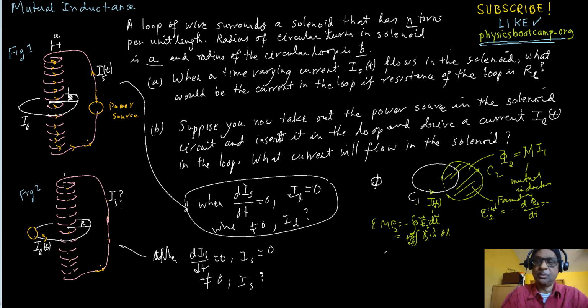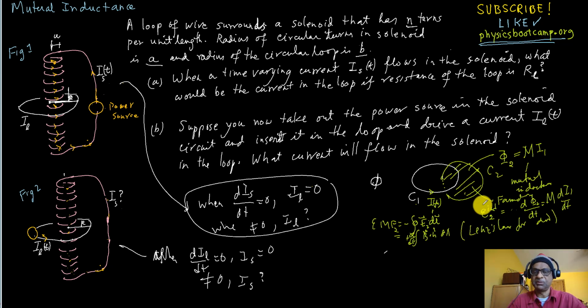So this is just M dI_1/dt over here, and we can use the right hand rule to figure out the direction of the current that will be induced. Maybe use Lenz's law for direction. I'm just going to use this because that's much easier, and it's also nice playing around with that.